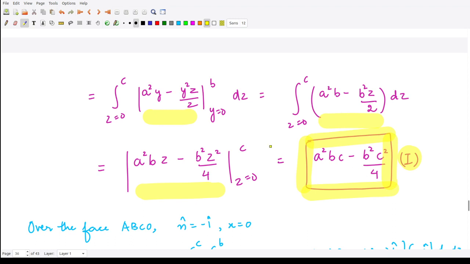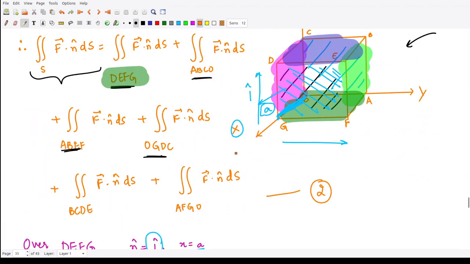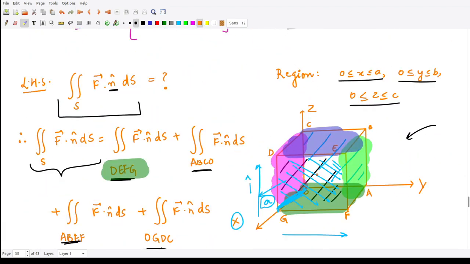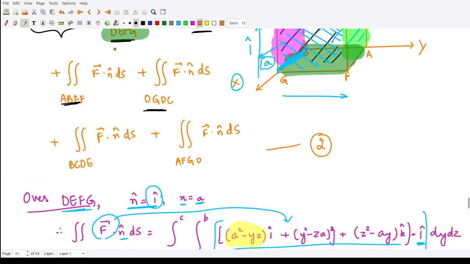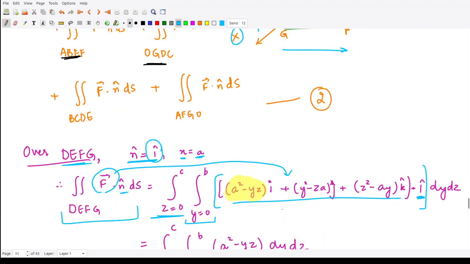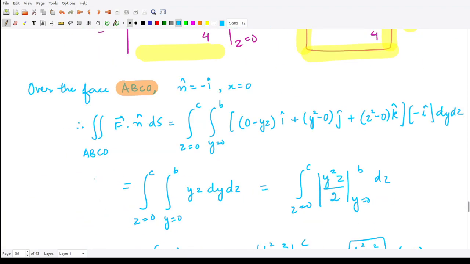Next, let us discuss it for another face ABCO. Now what is your face ABCO? Your ABCO is the face which is, let me redraw this quickly. So our figure is, according to this, your face ABCO is this one, right? For this face, the value of x is 0.